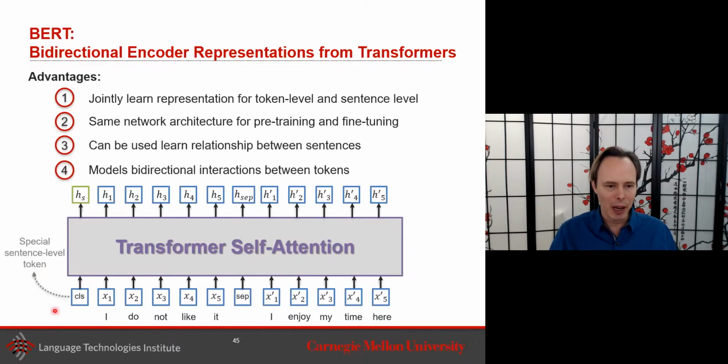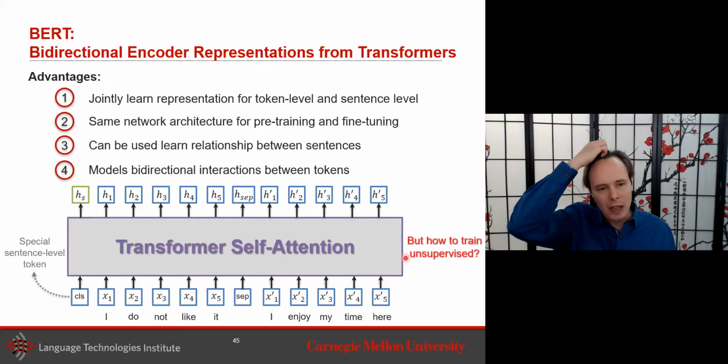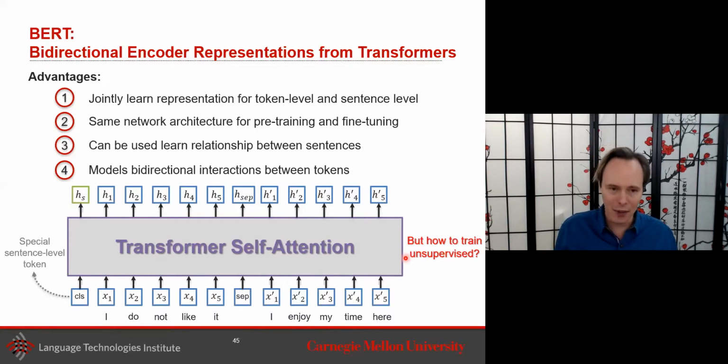Now we will add a special character. In fact, two of them. One as the start of the sentence, and then another one as a separator. But that's the only difference on the input. But how do we train this unsupervised? There are quite a lot of extensions of how this could be trained. I'm going to share one strategy of how to train this.